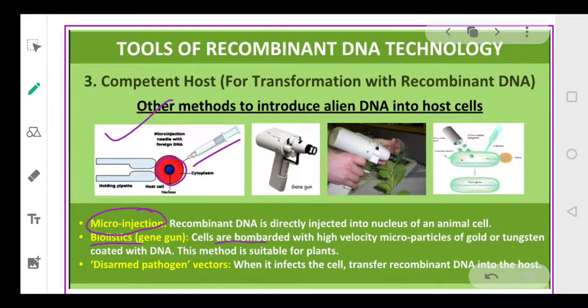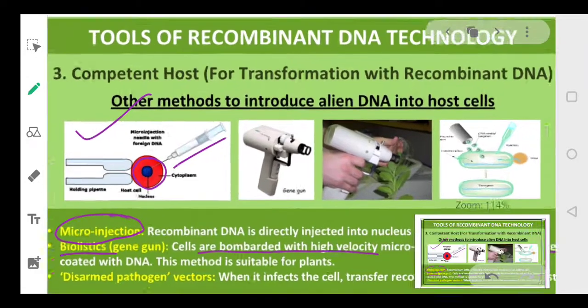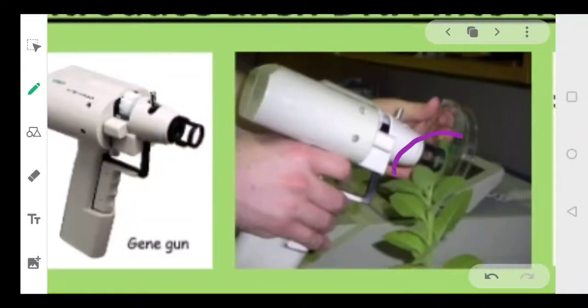The cells are bombarded with high velocity microparticles of gold and tungsten which are coated with the DNA. As you can see, this is a gun, so we will bombard the plant with gold and tungsten particles, and these gold and tungsten particles are coated with DNA. So when they are bombarded at a high speed, they get inserted into the plant.